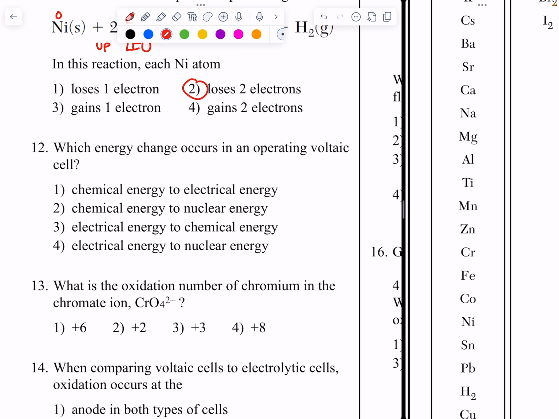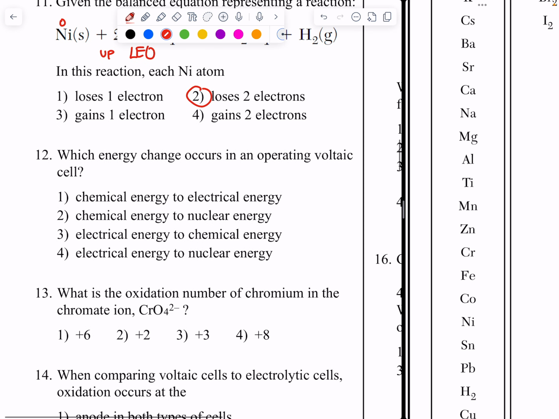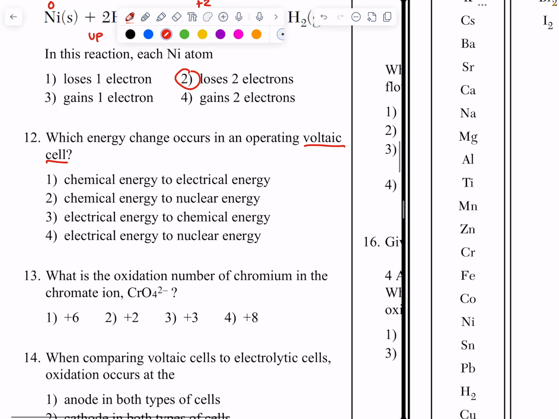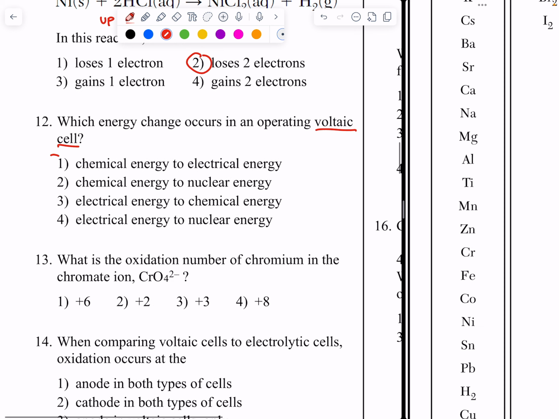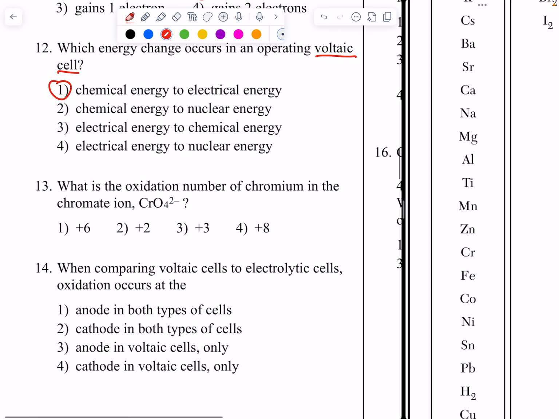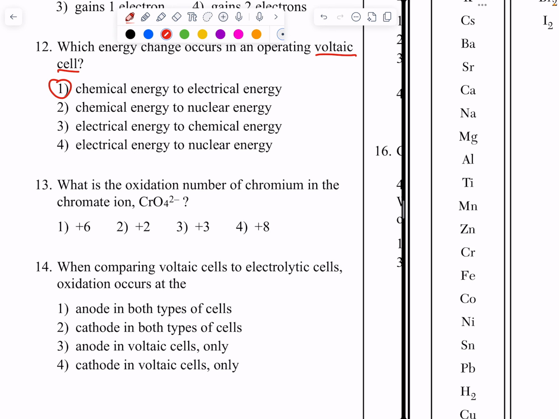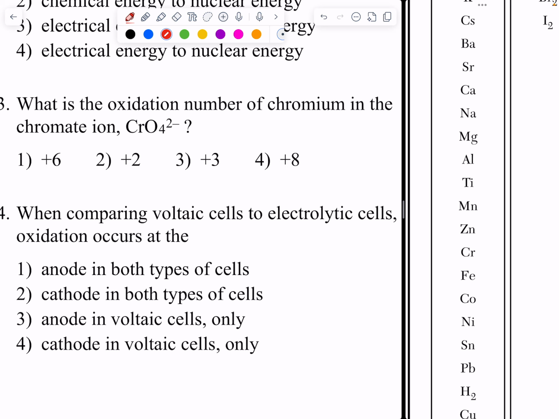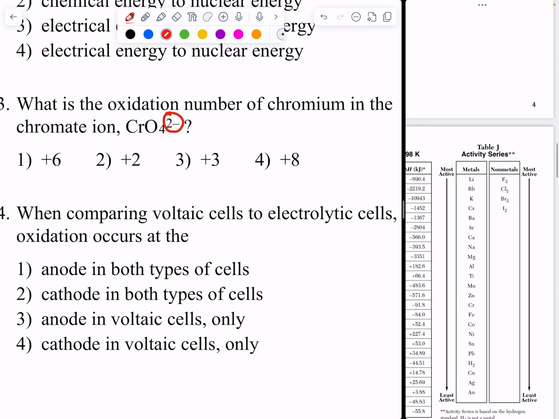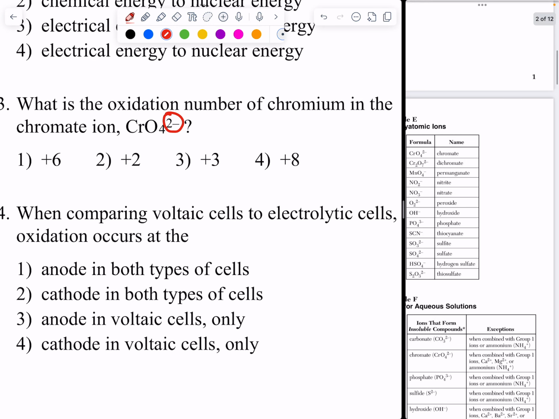Which energy change occurs in a voltaic cell? A voltaic cell is a battery, it's spontaneous, it takes a chemical reaction to produce electricity. That is choice 1. Question 13 is a question that got a lot of people, so I'm going to focus on that again. This is just determining the oxidation number. But the trickiest thing about this question for everybody was the charge here. So chromium, or chromate, it says the word ion.